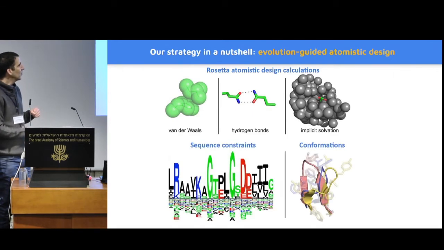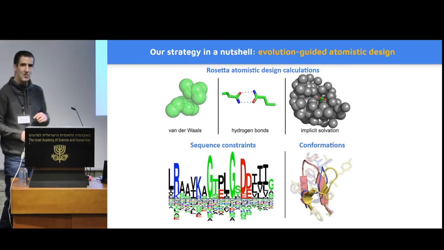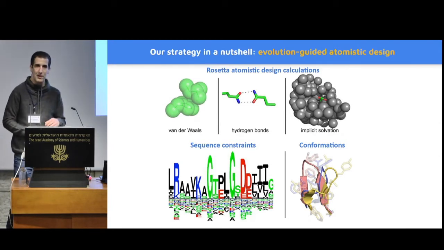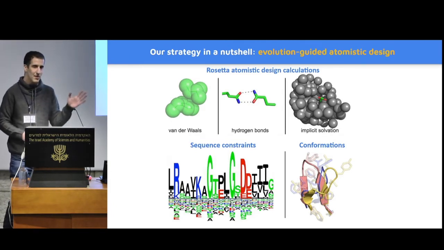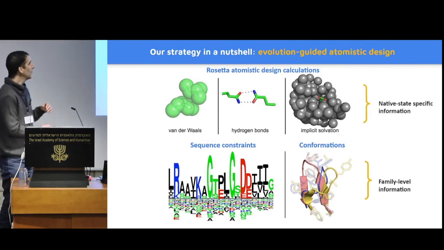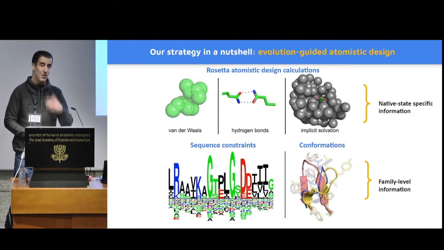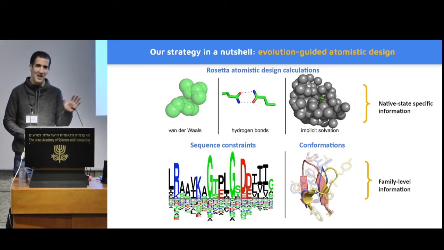Instead, the unique strategy that we've been developing in the lab also relies on sequence information from natural homologs and conformations from the protein data bank in order to guide the atomistic design process. So you can think about our strategy as sort of a hybrid. We call it evolution-guided atomistic design, which combines native state-specific information using Rosetta atomistic design derived from the native state and family-level information derived from homologous sequences and structures. Now, to me today, this combination seems quite natural, but it took us years to develop and actually longer to accept the necessity of this hybrid strategy.